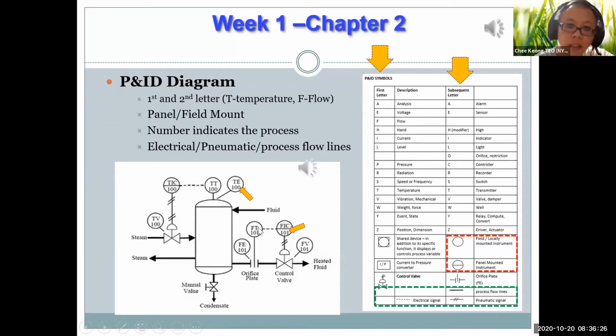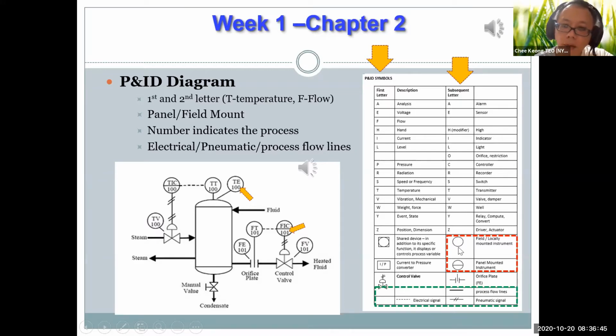But the second letter is no longer using this row or this column. The second and third letters use this one. So this is flow T. T is transmitter, so it's a flow transmitter. It transmits the flow information. That's what this short form means.